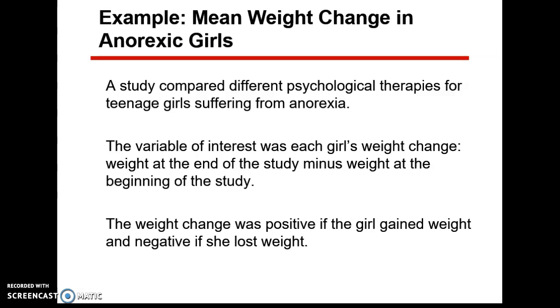That's really what we're doing. We're seeing how far away our sample statistic is from what we assume it to be. If it's really far away, we're going to say, well, the evidence seems to suggest that our initial hypothesis, the null hypothesis, is incorrect. So this time we're doing it for a variable where we're looking at the weight change in a girl who's undergone psychological therapy to help with anorexia. If the girl gained weight, the weight change is positive. If she lost weight, it was negative.